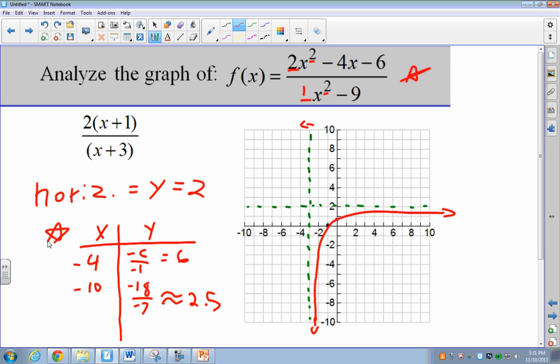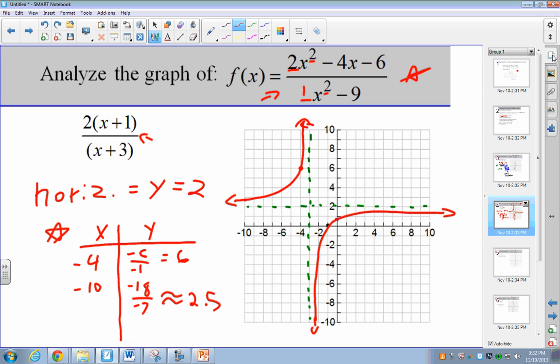The first value I chose was -4, and you can see that its y value is 6 when we plug -4 in for our x's here. We don't need to plug it into here. It's just a waste of time. Now for -10, I did the same thing, plugged it in, and I got just around 2.5. Now we can start to see what it's going to look like over here. And there's our graph for the first example.